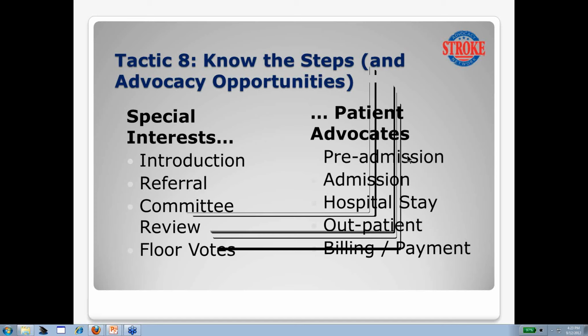Taking a look at some of those other solutions for your own situation is good. Number 8 is to know the steps of that particular process and the advocacy opportunities. You need to be as familiar with those steps as the people you're trying to influence, because often those folks may not know all the creative options in those particular steps. So sometimes you're going to need to actually suggest things that they might be able to do as you're going through the different steps of the advocacy effort.